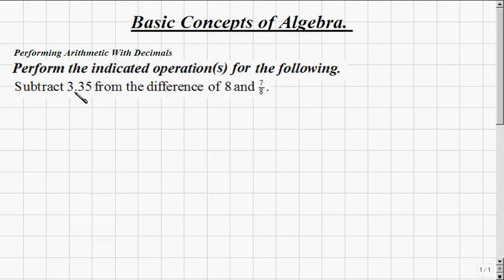Let's subtract 3.35 from the difference of 8 and 7/8. This tells us that we will first subtract 8 minus 7/8, come up with an answer, and from that subtract 3.35 for our final answer. For us to first subtract 8 minus 7/8, let's convert 7/8 to a decimal.